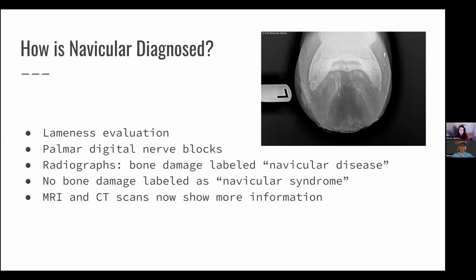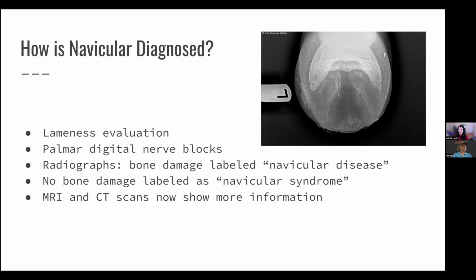The vet would then typically take radiographs, and if those radiographs show bone damage, like we said in the first few slides, they would typically diagnose that as navicular disease. And if they take radiographs and can't see anything remarkable, then they might say that the horse has navicular syndrome. Some people now are fortunate enough to have access to MRI or even a CT scan, and those have been able to show a lot more information.